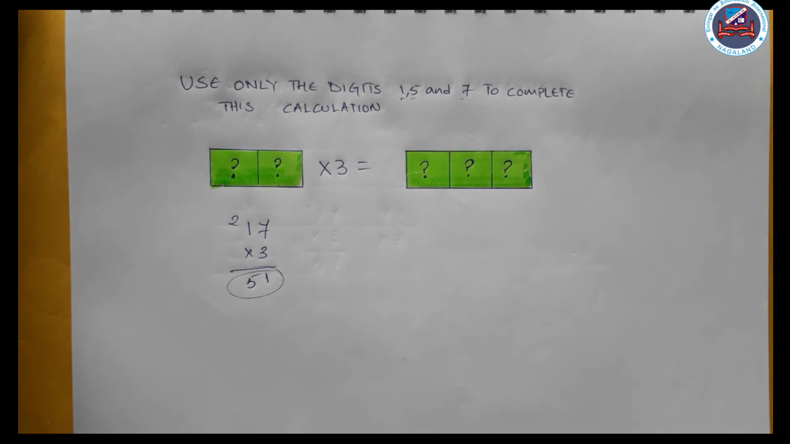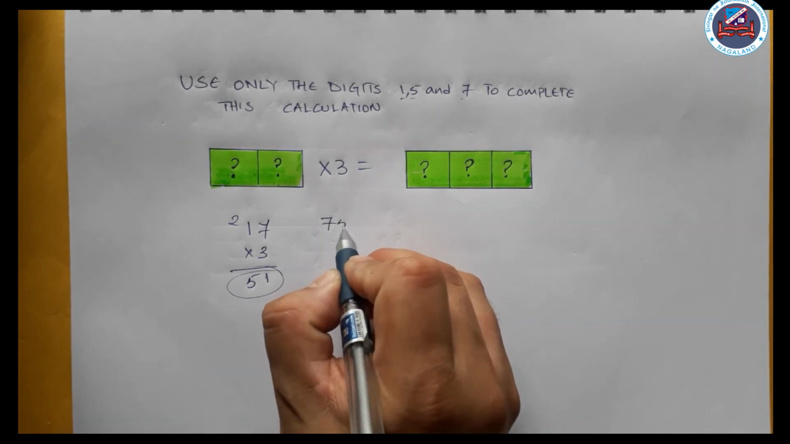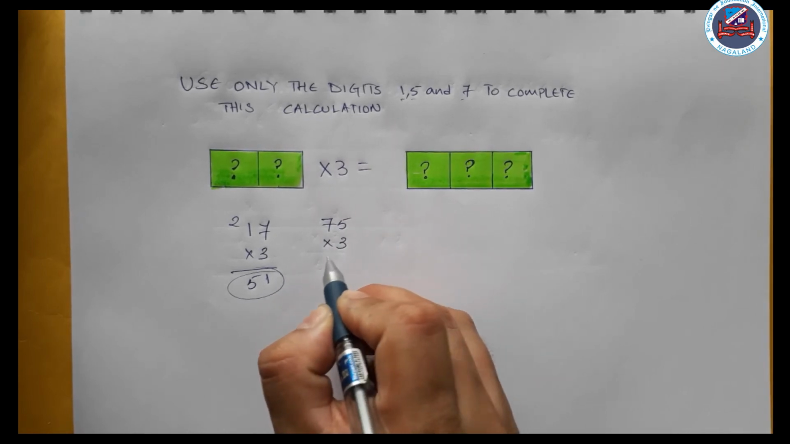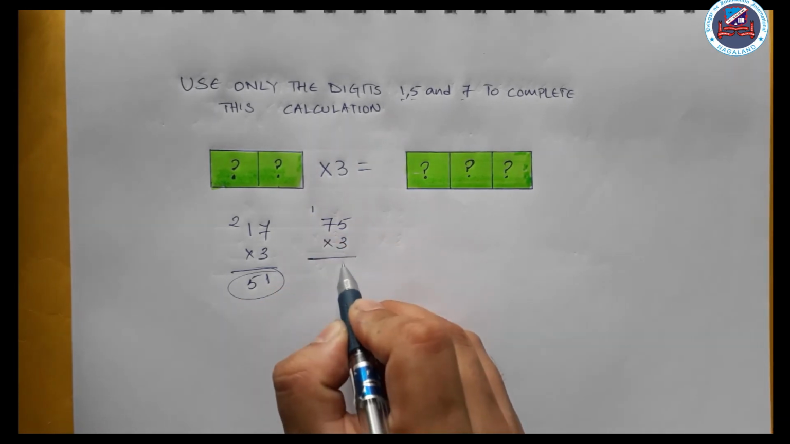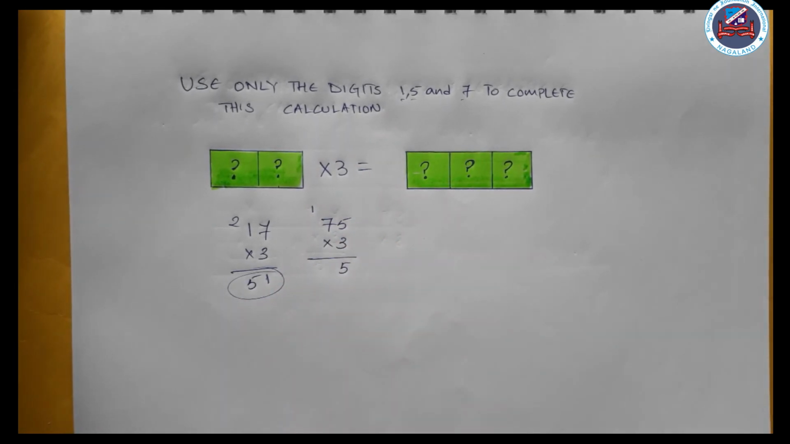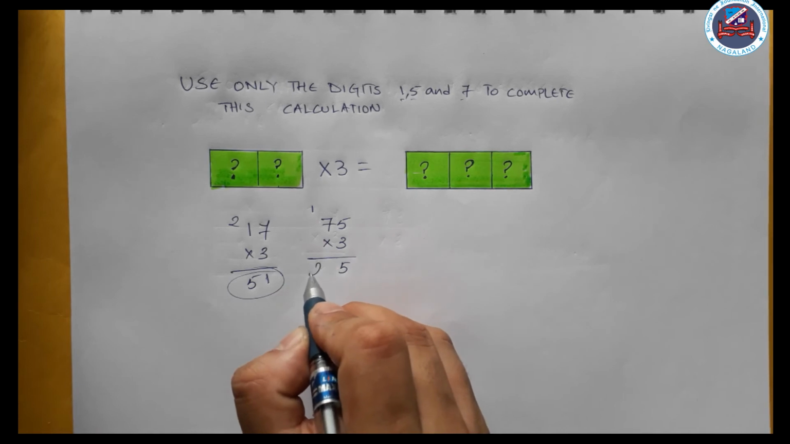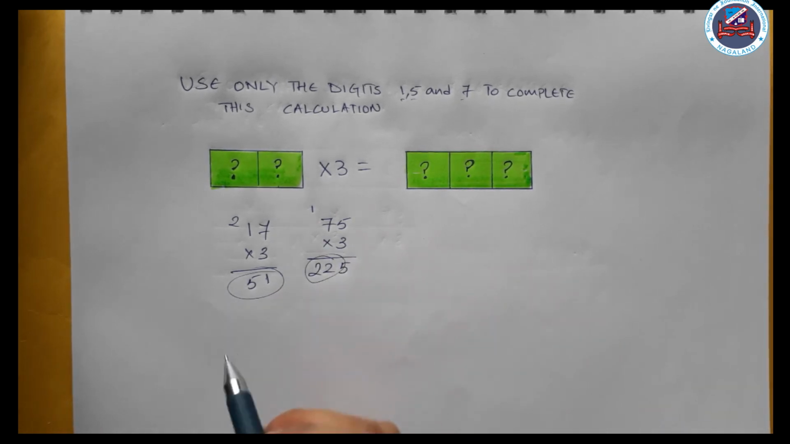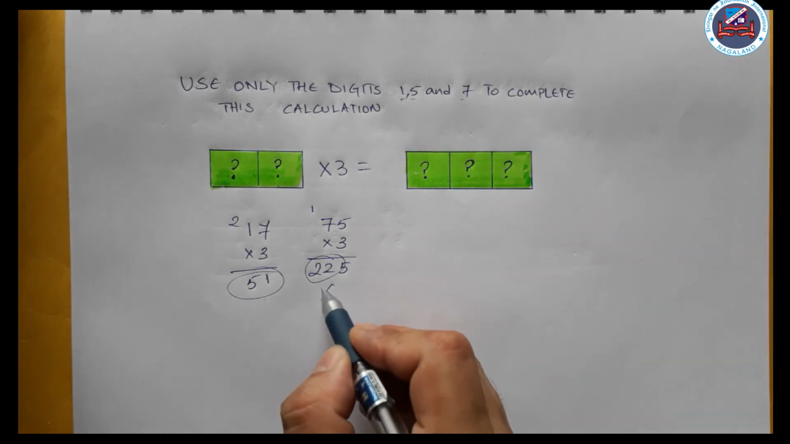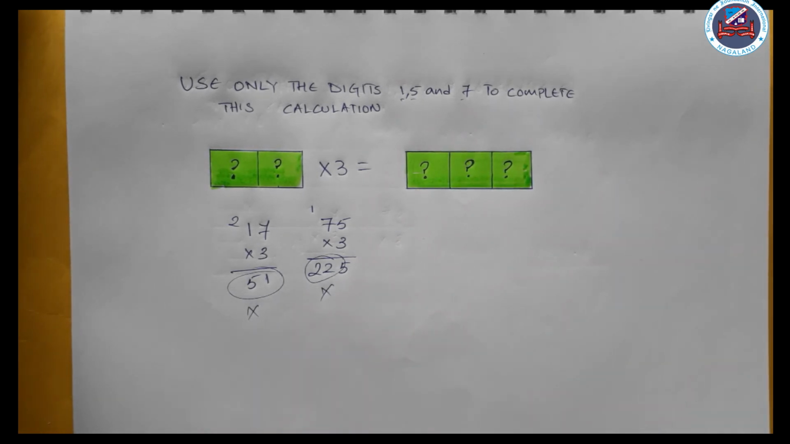Let's try the second one. Let's say 75 into 3. 5 into 3 is 15. 7 3s are 21 plus 1, 22. Now this is a 3-digit number, but again 2 we do not have here, so this also we cannot use.